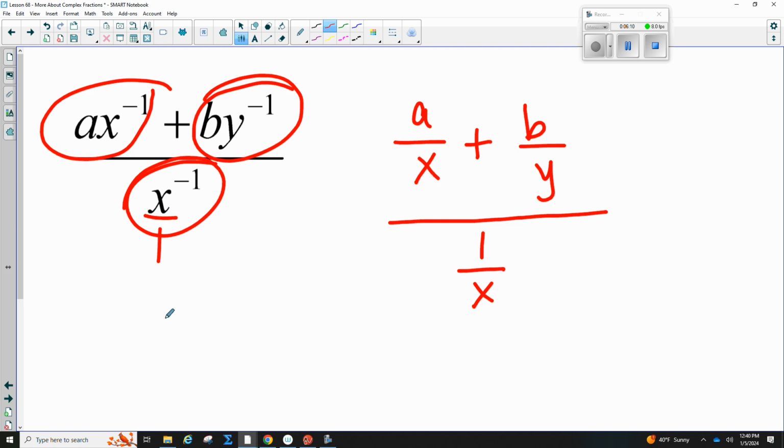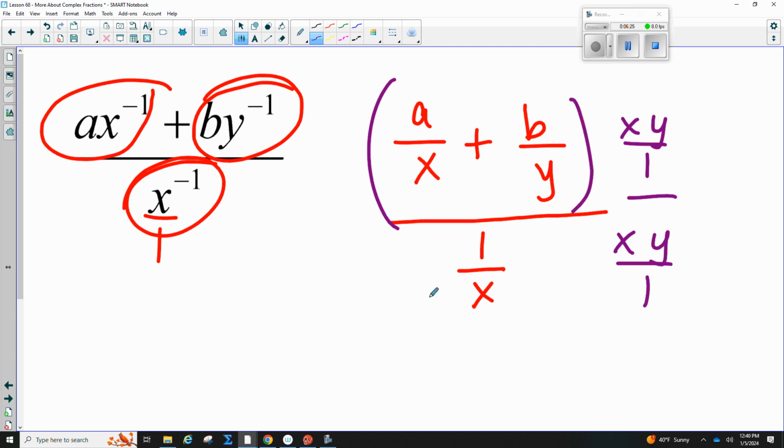Now we do what we were doing. What is the common denominator? xy. So we're going to do xy over 1 over xy over 1. All right, and we're going to multiply to the top and the bottom. So when I multiply here to here, what is going to cancel?